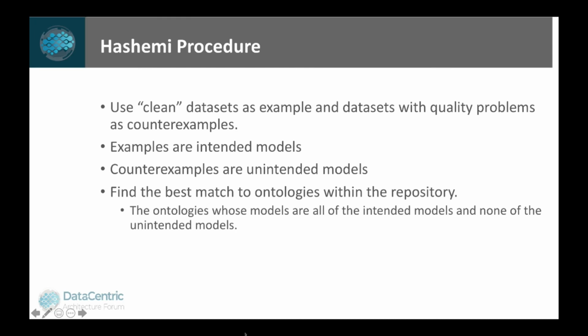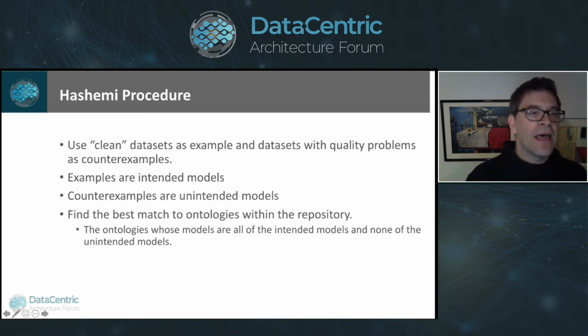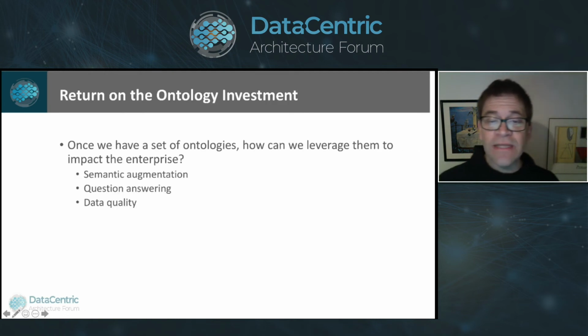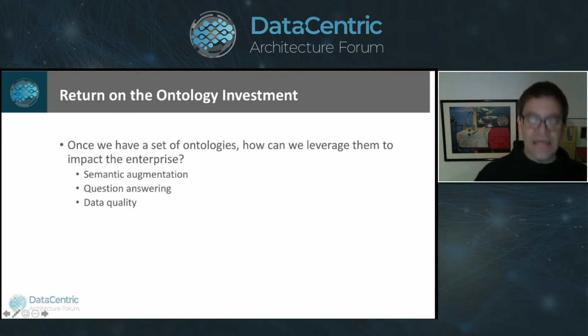The idea is that the examples are what are called intended models. So these correspond to these satisfying interpretations that you would want your ontology to satisfy. And the counterexamples are the unintended models. And what we've implemented is a way of navigating through an ontology repository in such a way as to find the best matches to ontologies within the repository. So again, we've used this quite effectively to identify ontologies and to explicitly axiomatize them in a way that matches everyone's intended semantics.